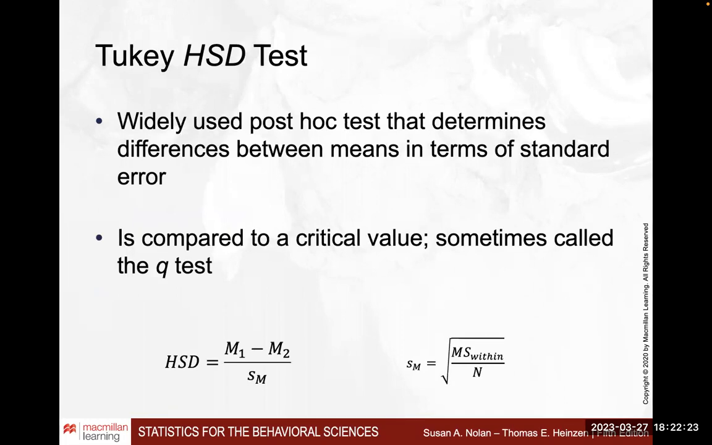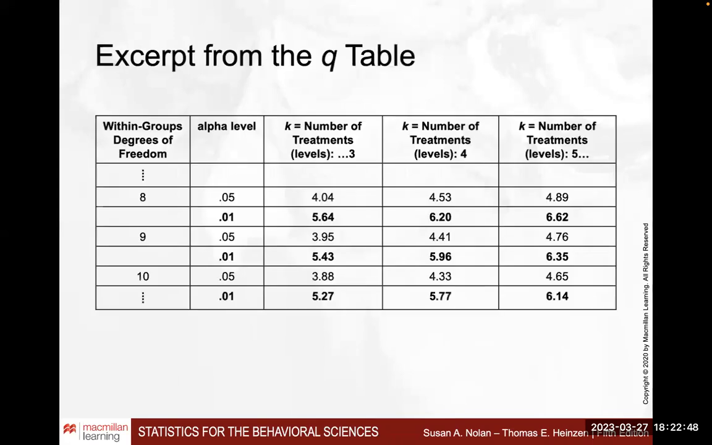One way to test is the Tukey honestly significant difference test. It's a widely used post hoc test. It quantifies the honest significant difference Q, which is mean 1 minus mean 2 divided by the standard error of the mean, which is the square root of the variance divided by the n. And then it is compared against the so-called Q table.